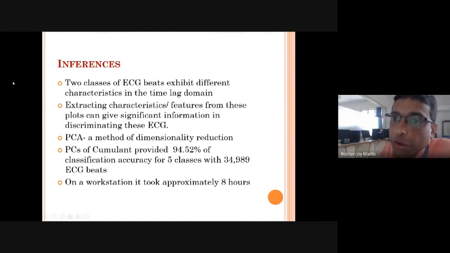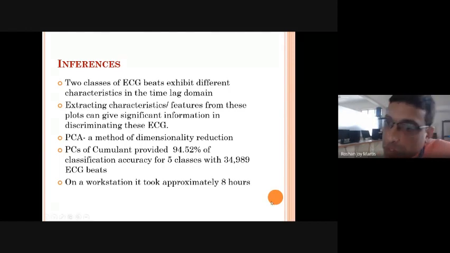Principal component analysis is the dimensionality reduction method which is used on these cumulants, and then these measurements, the principal components, provided 94% accuracy over 5 classes with around 35,000 ECG beats. And this computation took 8 hours on a workstation. There were almost 35,000 ECG beats.